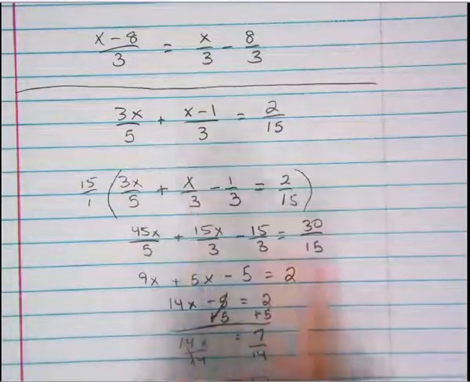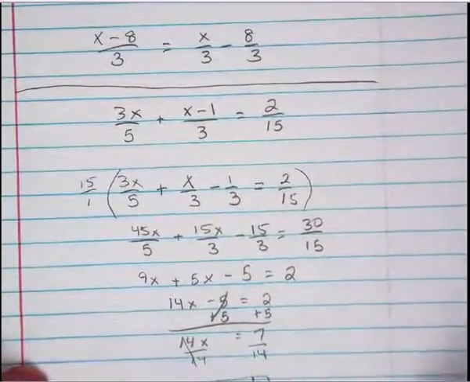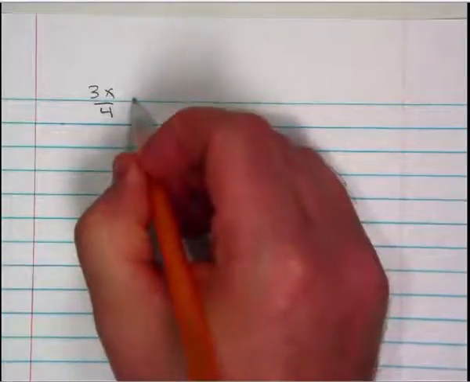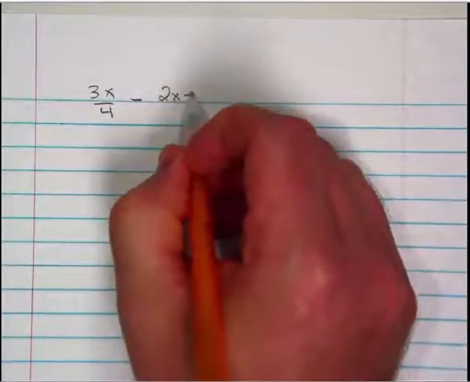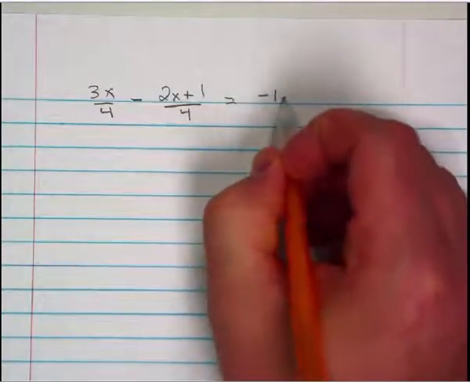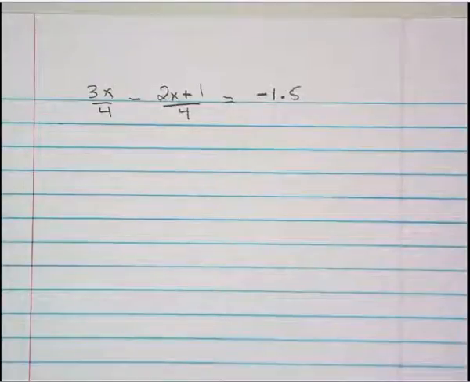So again, solving this equation isn't much different than before. It's just recognizing that there's a fraction in there that has to be broken apart first. So let's try another example. If I was to give you 3x over 4 minus 2x plus 1 over 4 equals negative 1.5.